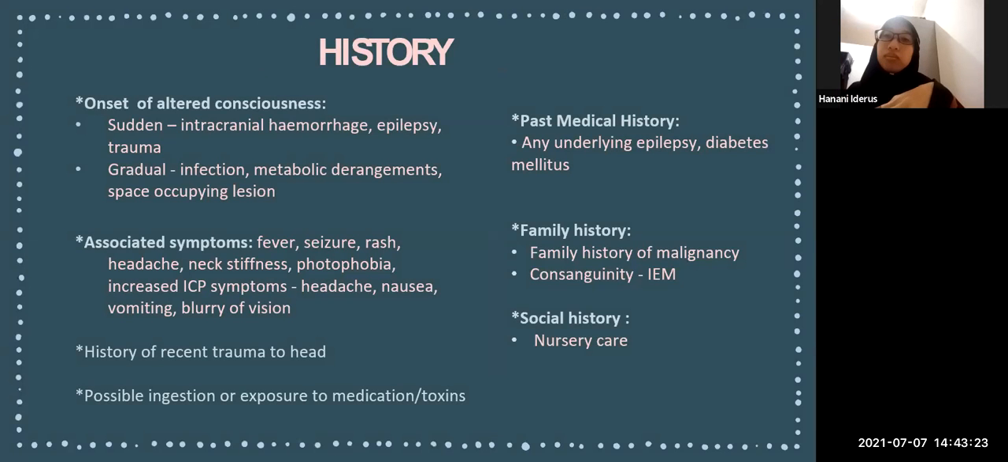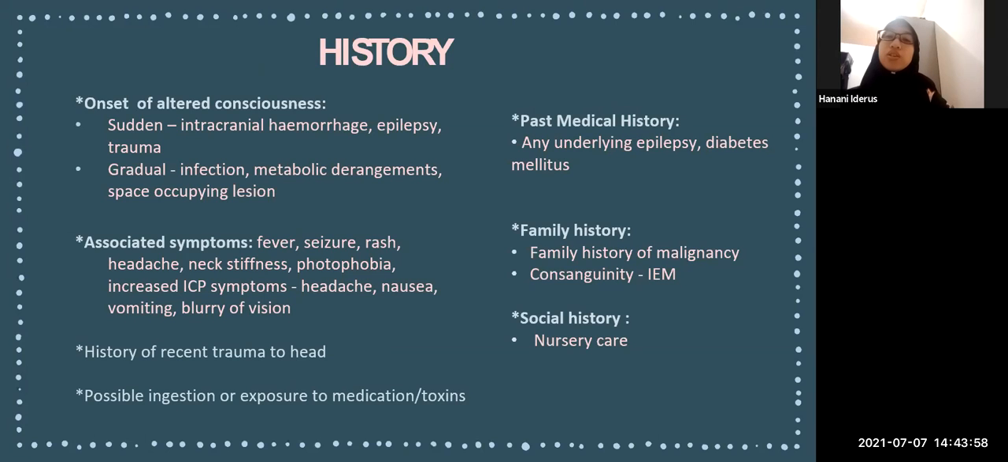So for the history, what should we ask the parent if the child is having altered consciousness? It is important for us to assess the onset of the symptom because different etiologies have different onsets. For example, if the onset is sudden, we may worry about intracranial hemorrhage, epilepsy and trauma. However, if the onset is a bit gradual, it may be infection, metabolic derangement or raised ICP.